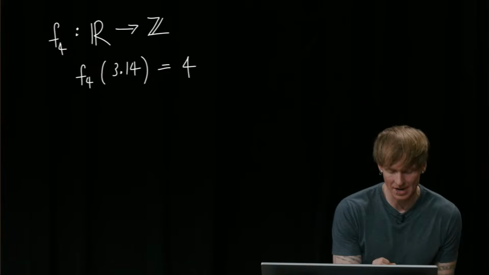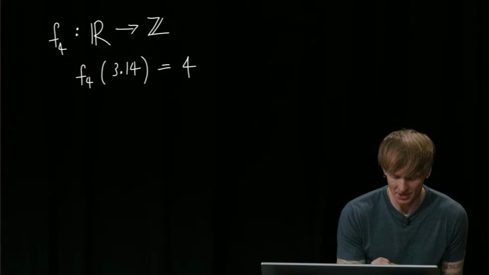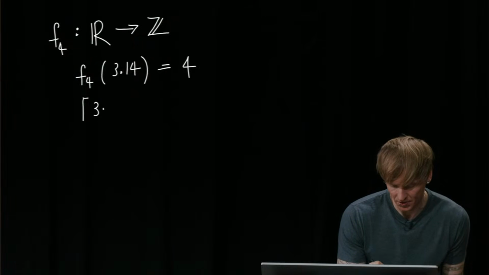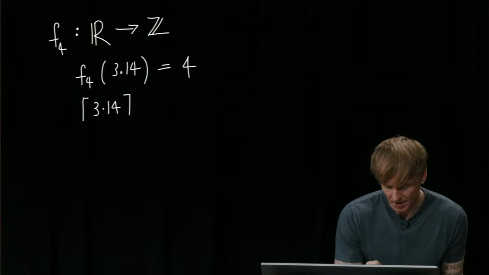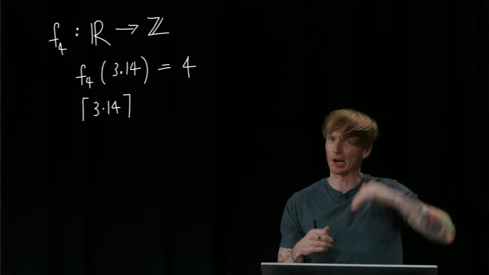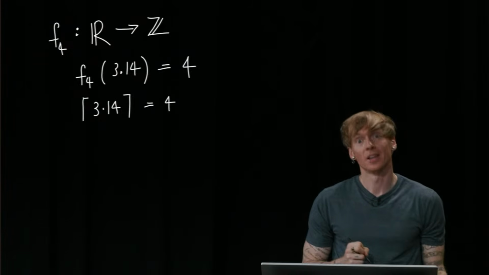And the way that we often write the ceiling function, I don't want to write f, is using these square brackets. So if I have 3.14, we write a square bracket, but only with the top section. It's telling us to go up to that ceiling. So 3.14 goes to 4.